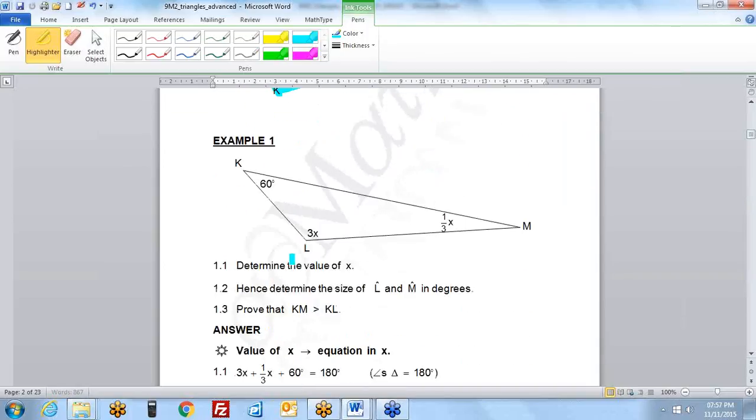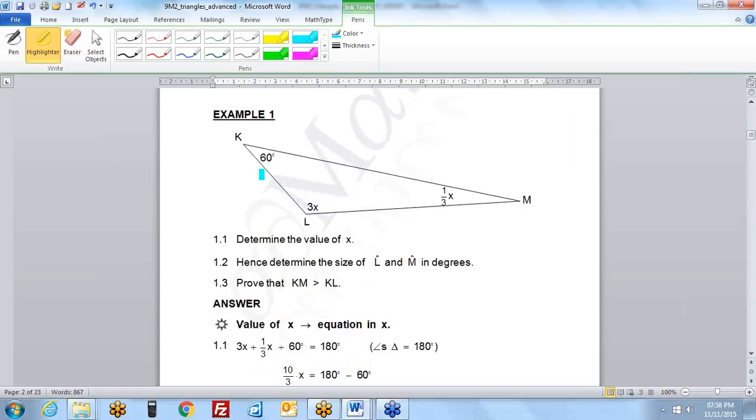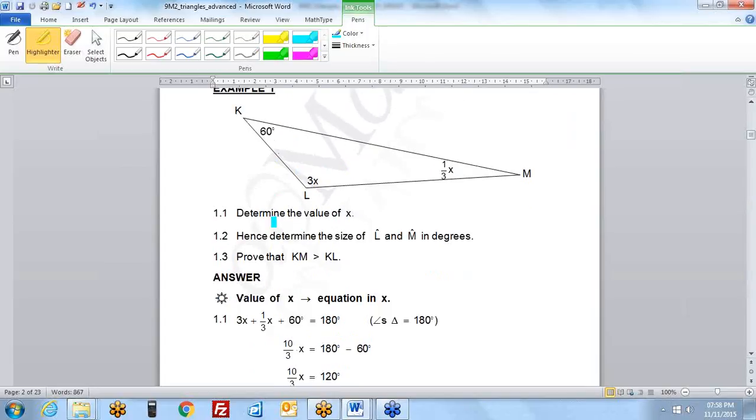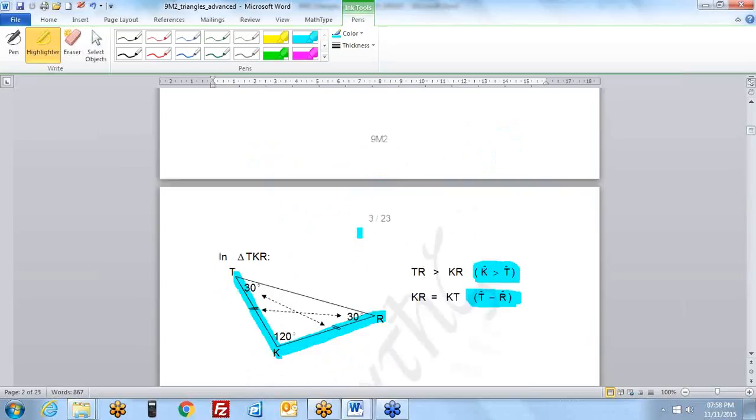Then example 1, determine the value of x. You get a triangle KLM and we give you algebraic measurements for the angles, not 100% precise measurements for the angles or sizes, but you will see we're first going to determine the value for x because we don't know the actual size of 3x when we refer to an angle.